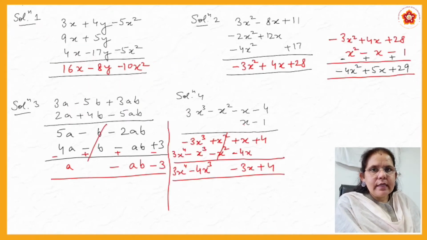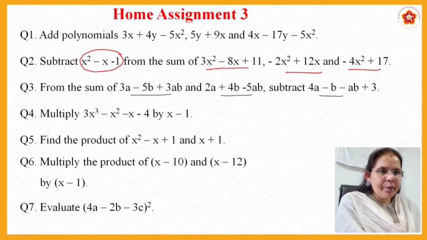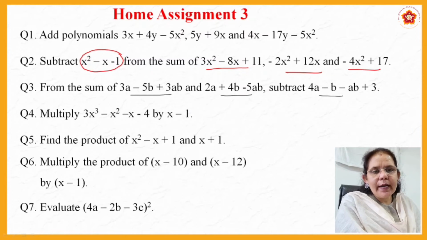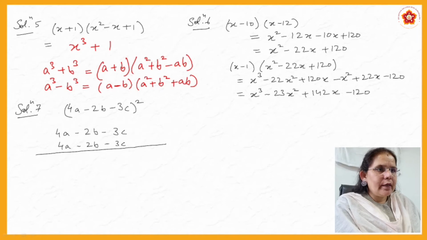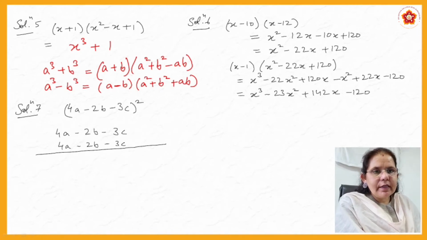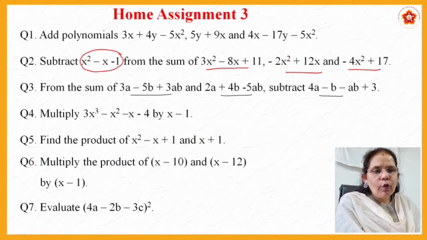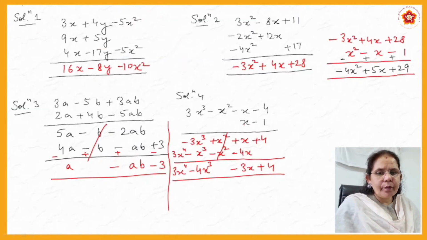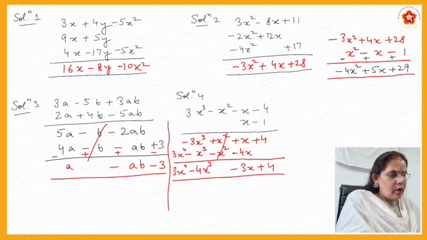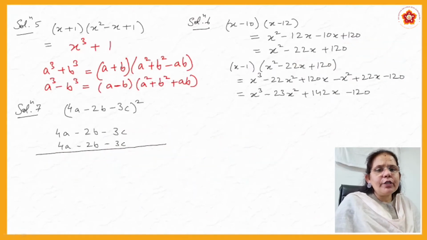In question number 6, we had to multiply the product of x minus 10 by x minus 12. Find the product, and whatever is the answer, multiply it by x minus 1. So this is solved for you. You can check from here. Question number 7 is, we have to find 4a minus 2b minus 3 whole square.